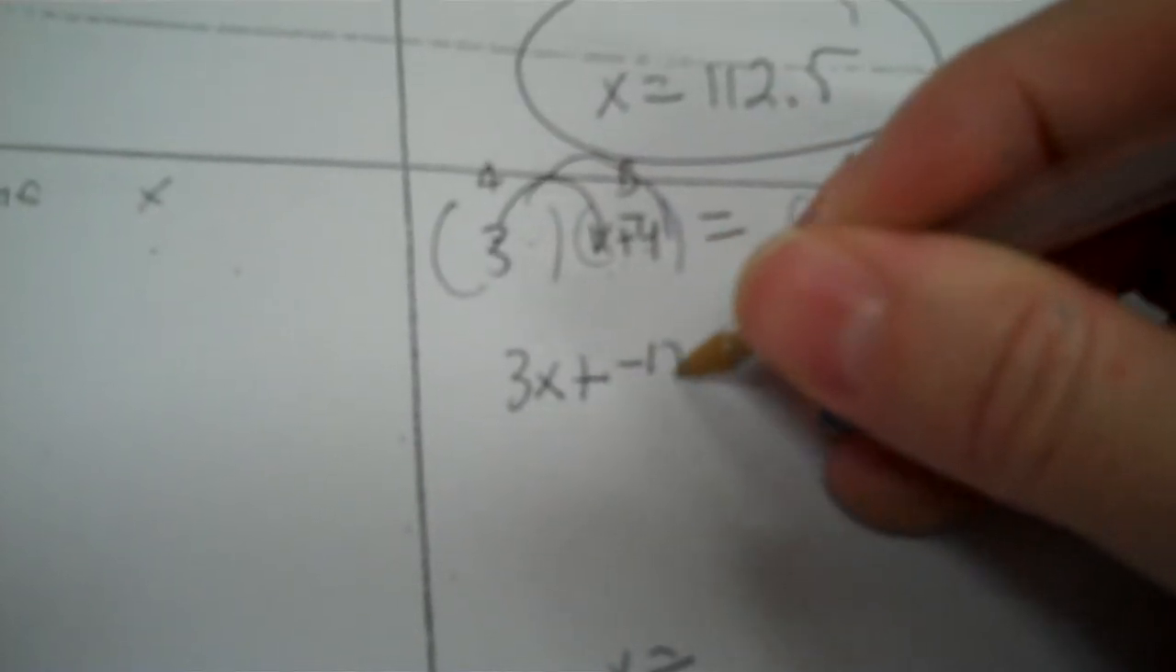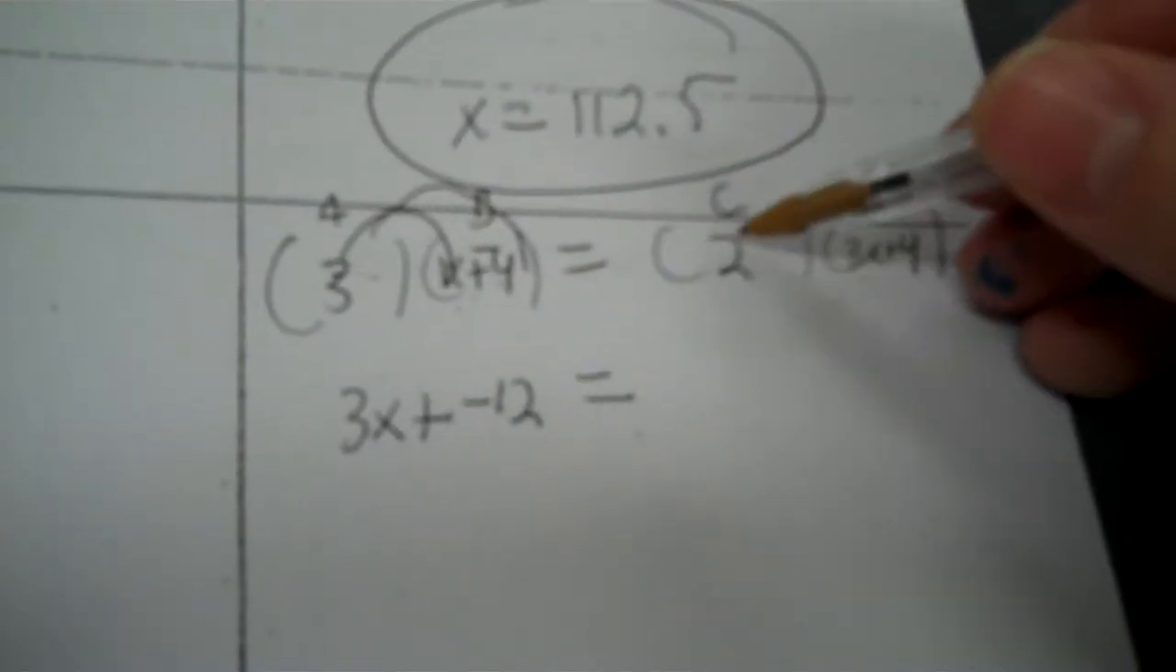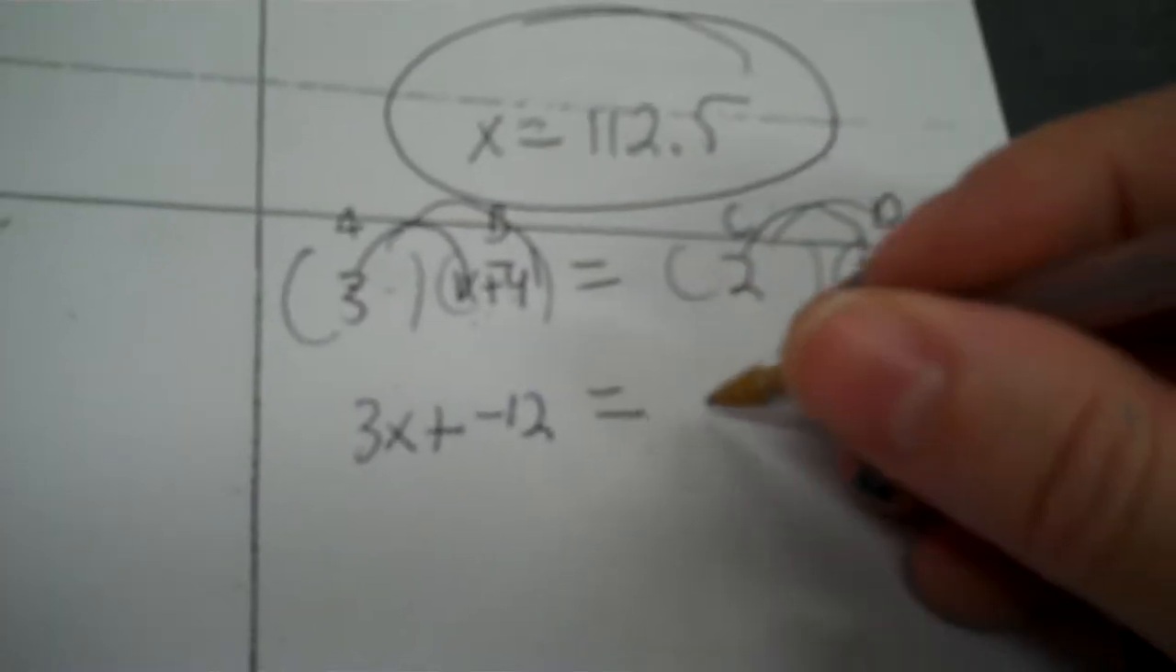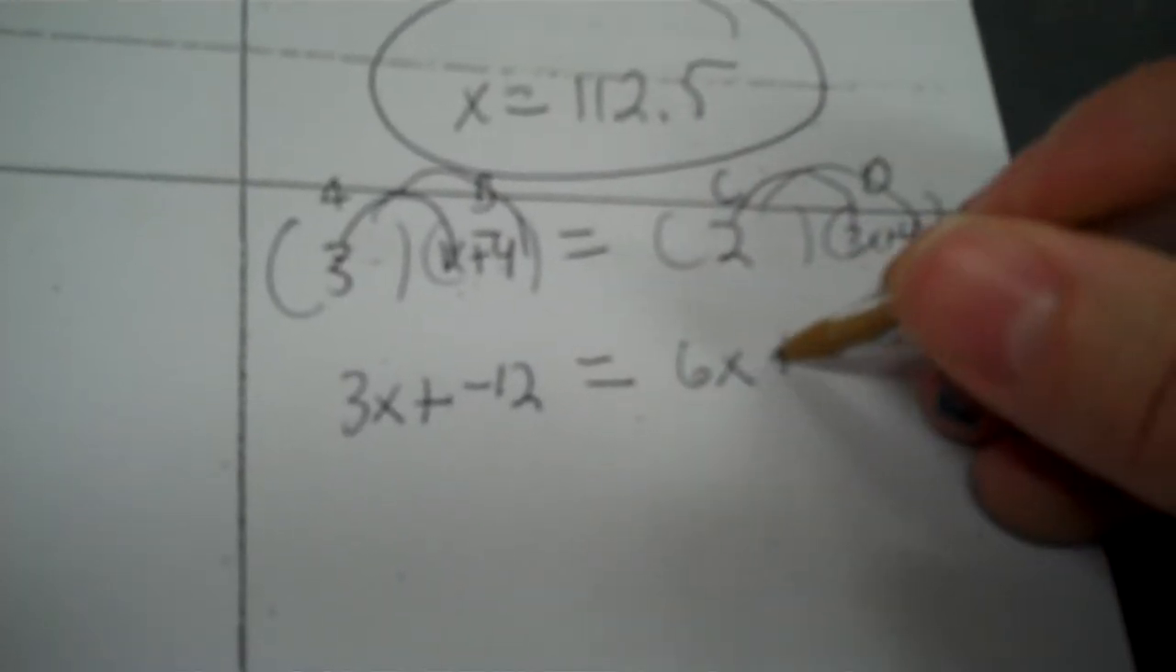Now there's 3 numbers here, so I have to do the rainbows from the 3. Do your x first. 3 times 1x is 3x. And 3 times negative 4 is negative 12. Now over here from the 2. 2 times 3x is 6x. 2 times 4 is 8.